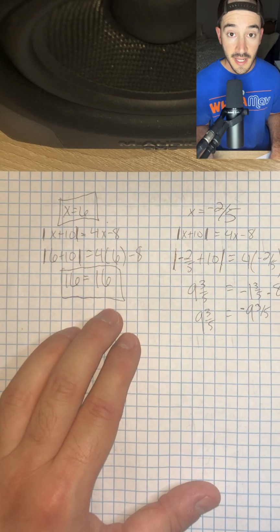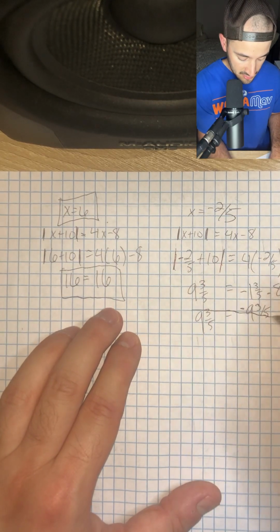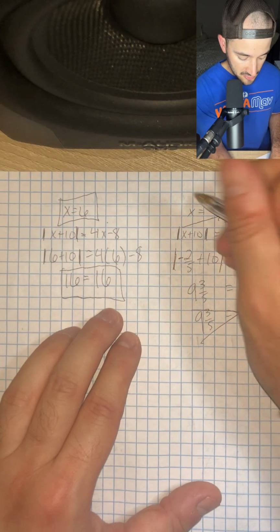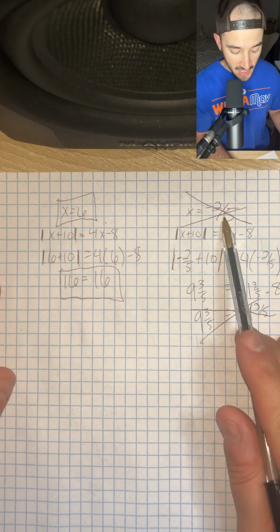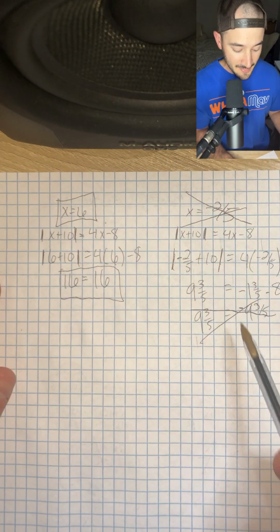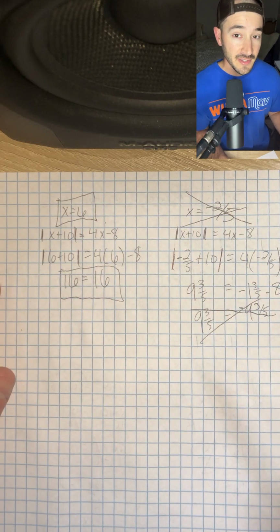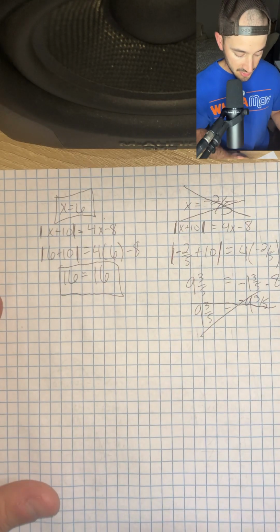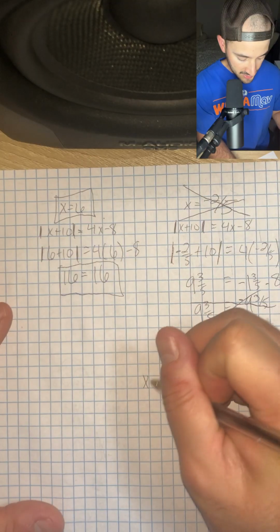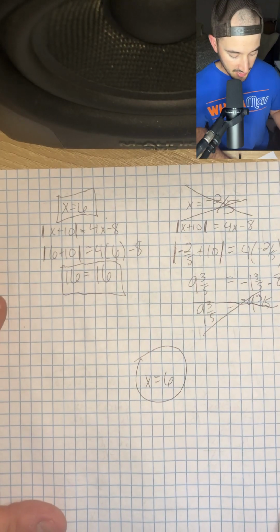Obviously, that's not correct. That doesn't make any sense. So I'm going to mark that out. So this solution is not correct. That means that negative 2 over 5, even though we solved for it, doesn't make sense whenever we plug it in. It doesn't make the equation true. So that's going to be known as an extraneous solution. So the only solution to our equation would be x equals 6, and that would be our answer.